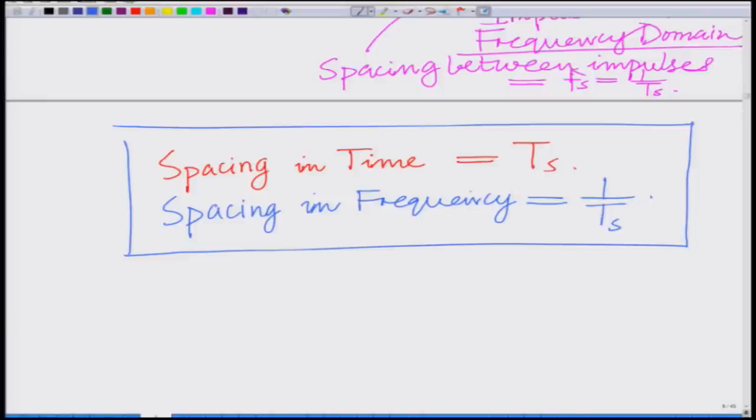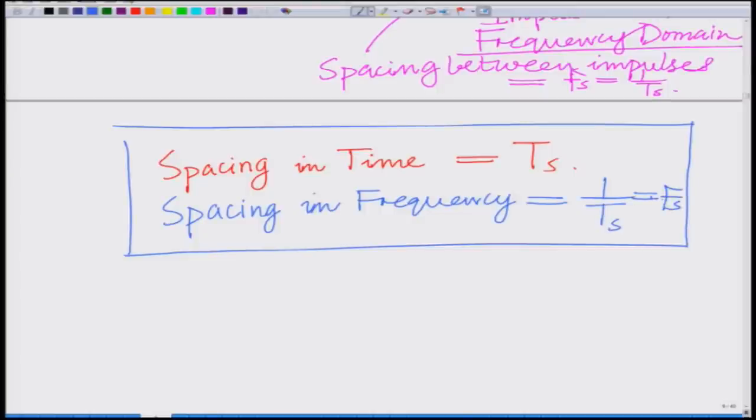So spacing in time is T s, and spacing in frequency is 1 over T s. As the sampling interval T s increases, the spacing in time increases, and the spacing in frequency, that is 1 over T s, the sampling frequency, decreases. As the sampling interval is increasing, the sampling frequency is decreasing, therefore the spacing in the frequency domain is decreasing. And conversely, vice versa: as the spacing in time decreases, that is you are sampling at finer and finer intervals, T s is decreasing, which means the sampling frequency F s is increasing, and the spacing in frequency increases.